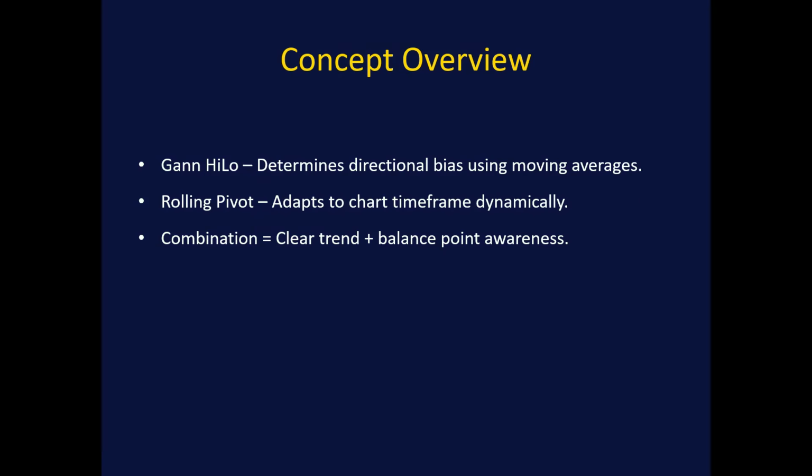Gann HiLo uses the moving averages and determines directional bias. Rolling pivot adapts to the chart time frame dynamically, and you will be getting the balance points. With both of them together, you will get clear trend plus balance point awareness.